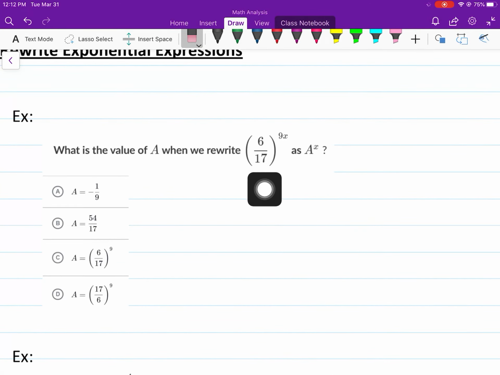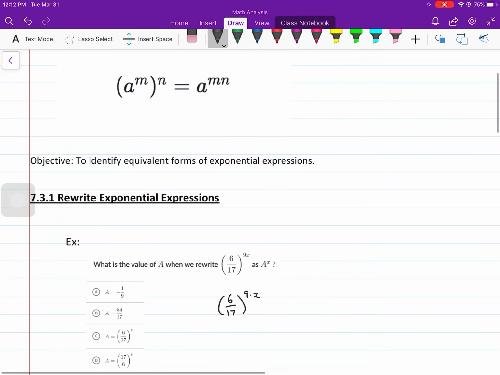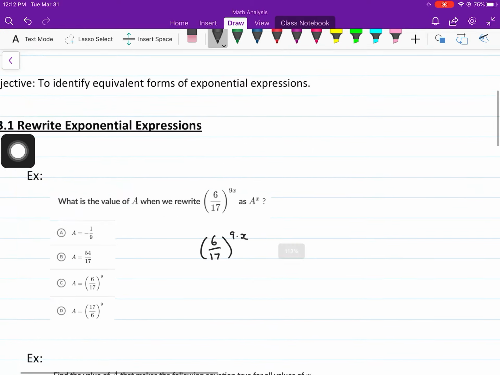So let's look at this first example. We have (6/17)^(9x). Well, we could rewrite that as, I don't like those parentheses, (6/17) to the power 9 times x, right? So that's this rule right here. We have m times n, we have 9 times x. So let's try to rewrite it looking like that instead.